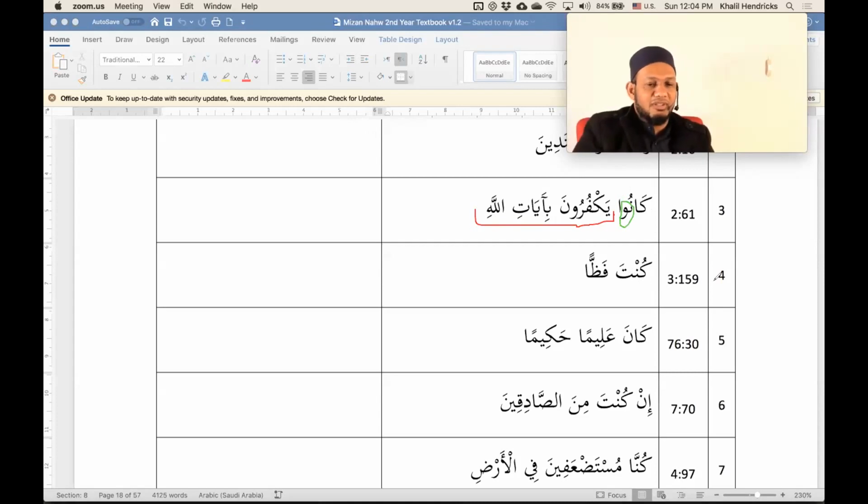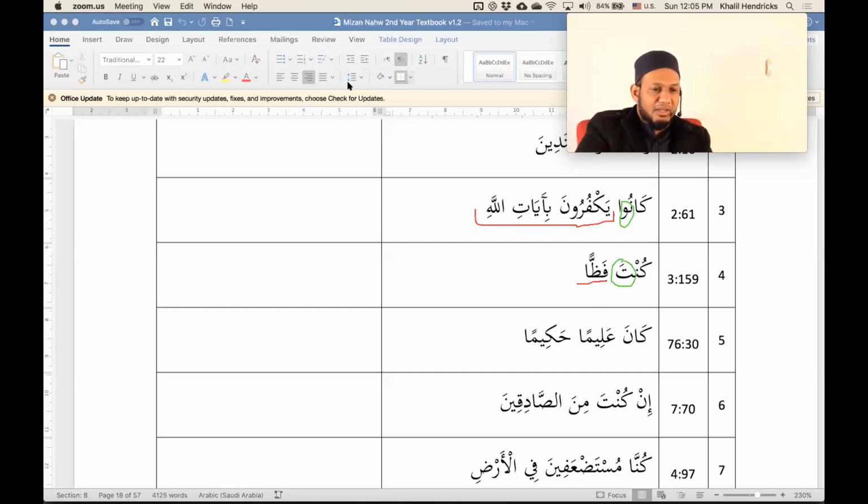Next one. Kunta faddan. Fadd means to be harsh. Translation. You were harsh. Where's the ism kana? The ta there is the ism kana. Where's the khabr kana? Faddan. What type of khabr kana is that? Single word. Good. Kunta, you were. Faddan, you were harsh.